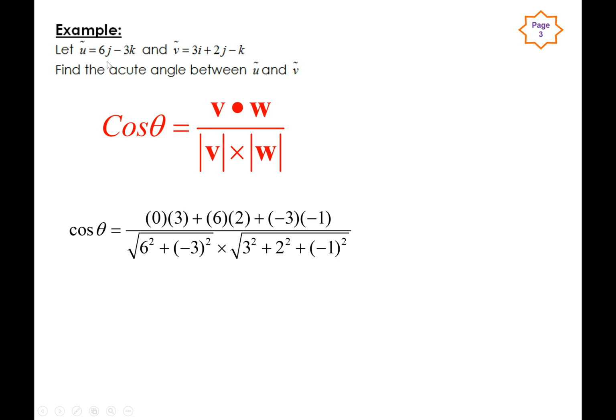Now be careful here. This is one thing that they like to do, is they like to drop off one or two of the components. So just don't go blindly through and go 6 times 3. There's no i component for u. So make sure you're aware of that. Over the product of the magnitudes.